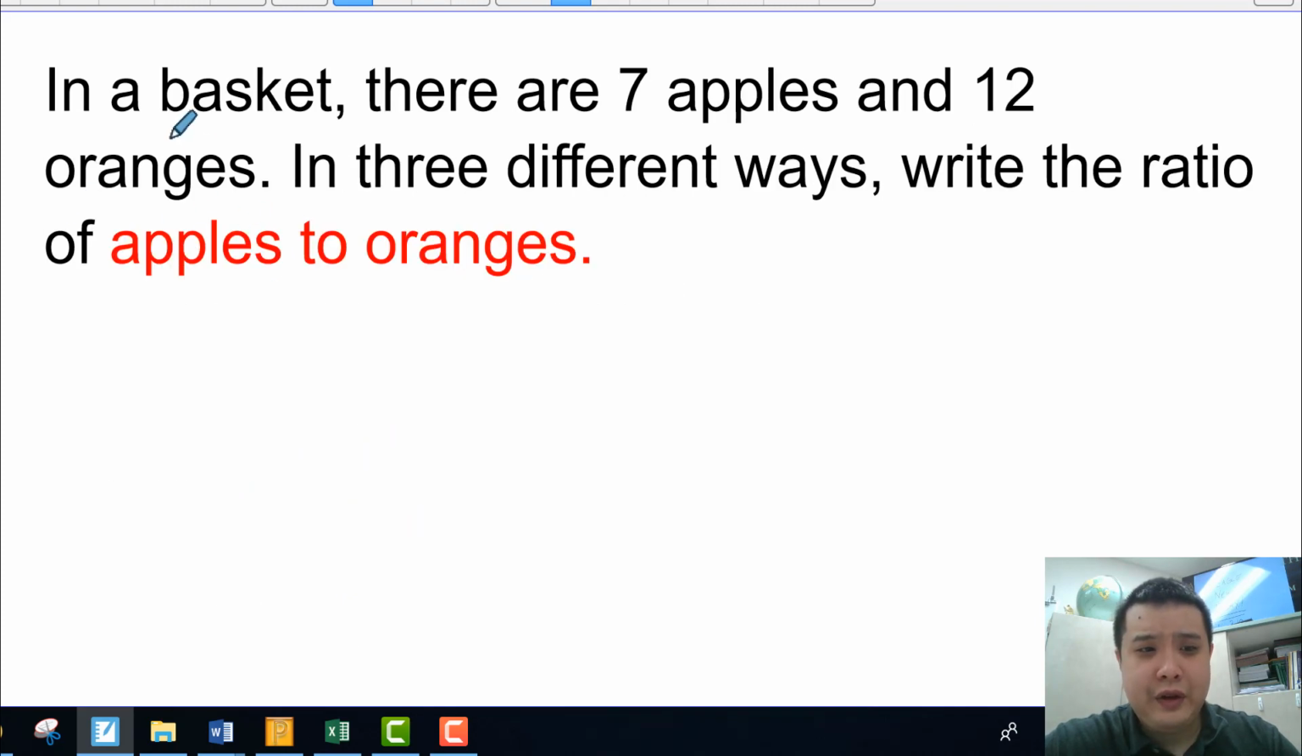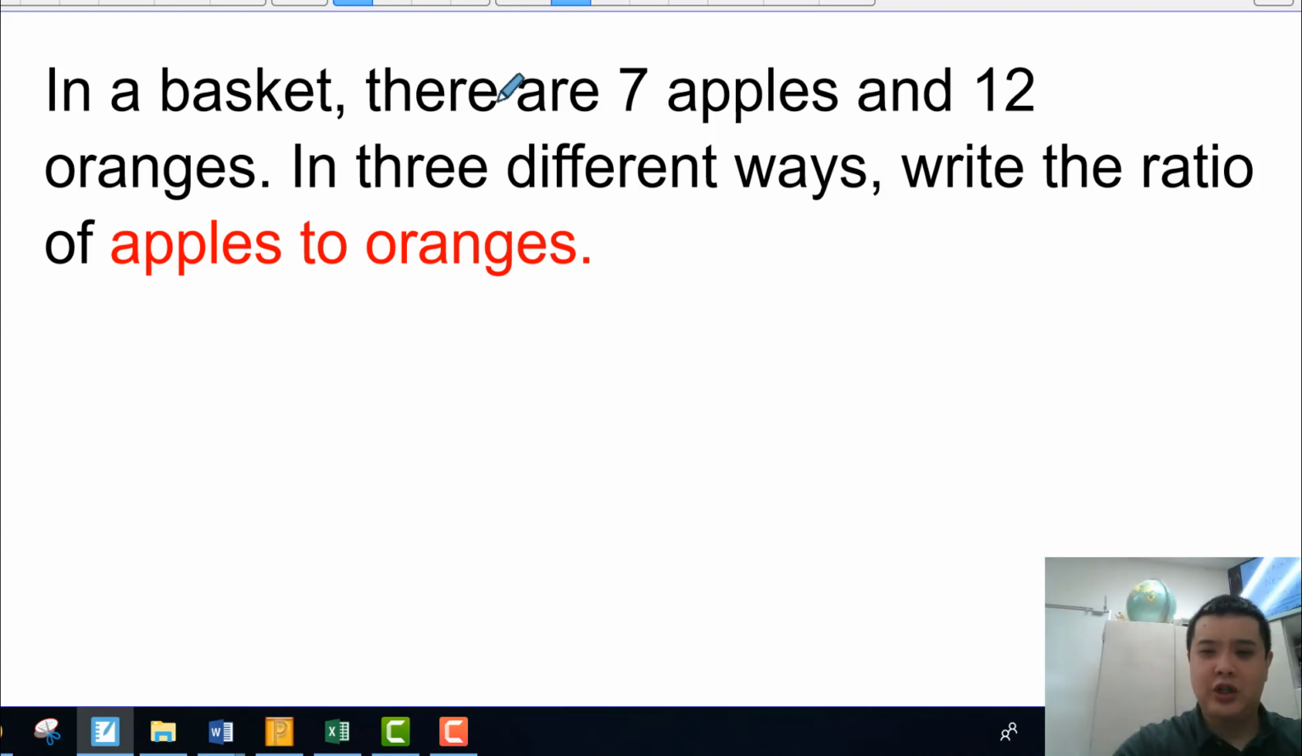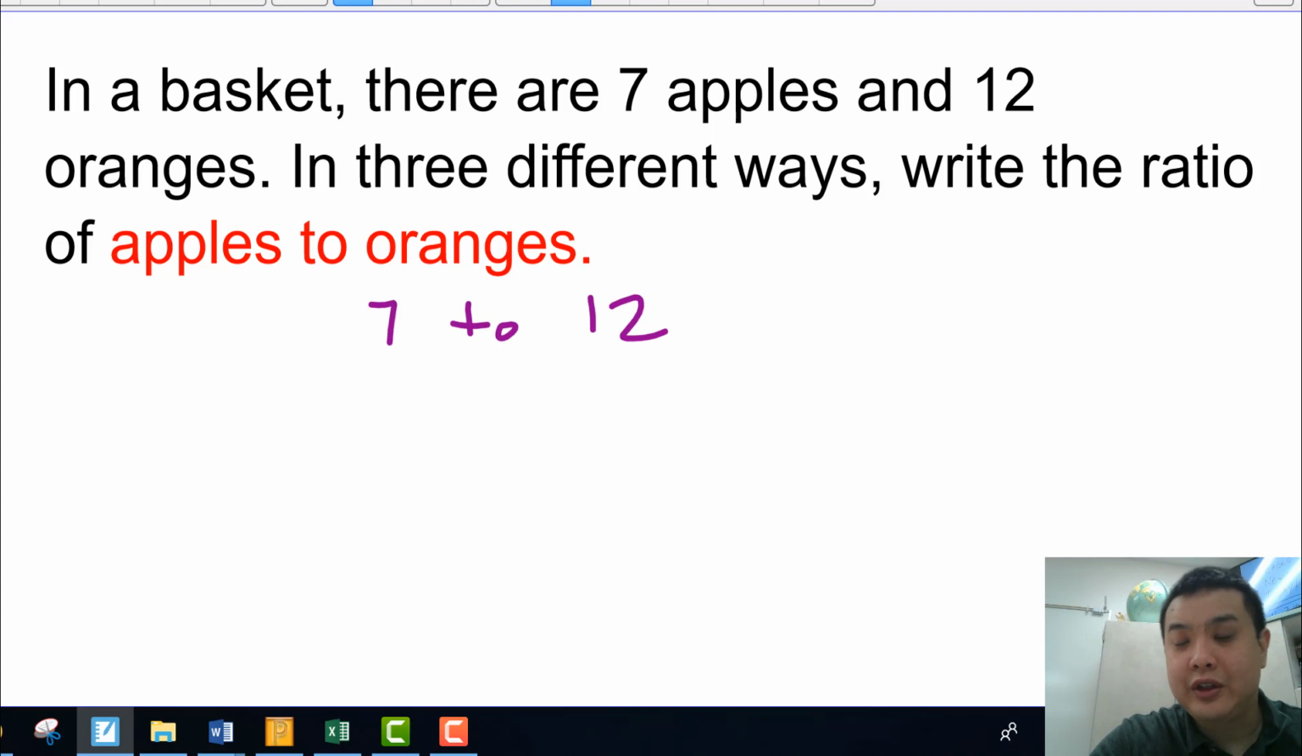So, an example of this. In a basket, there are 7 apples and 12 oranges. So we're asked to write this ratio of apples to oranges in 3 different ways. So we have the words way, where we do 7 to 12. There's also the colon way, which is 7 to 12. And then there's also the fraction way, which is 7 over 12.